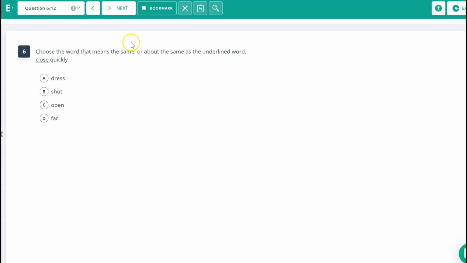Choose the word that means the same or about the same as the underlined word.